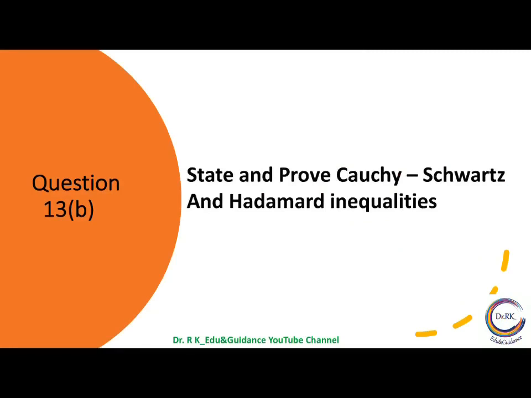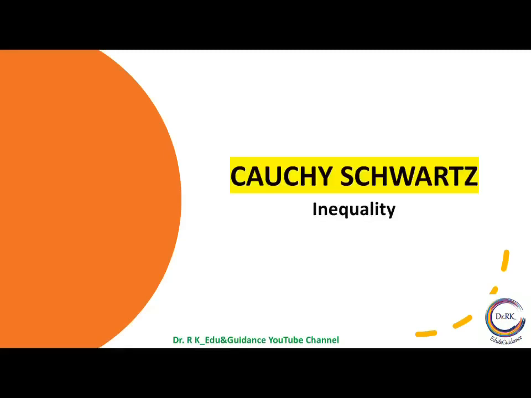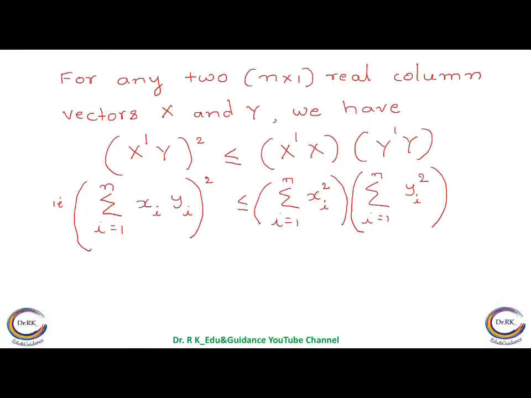So next is state and prove Cauchy-Schwarz and Hadamard inequalities. This is another important thing. So here we will discuss the Cauchy-Schwarz inequality. For any two n by 1 real column vectors x and y, we have (x transpose y) whole squared less than or equal to (x transpose x)(y transpose y).